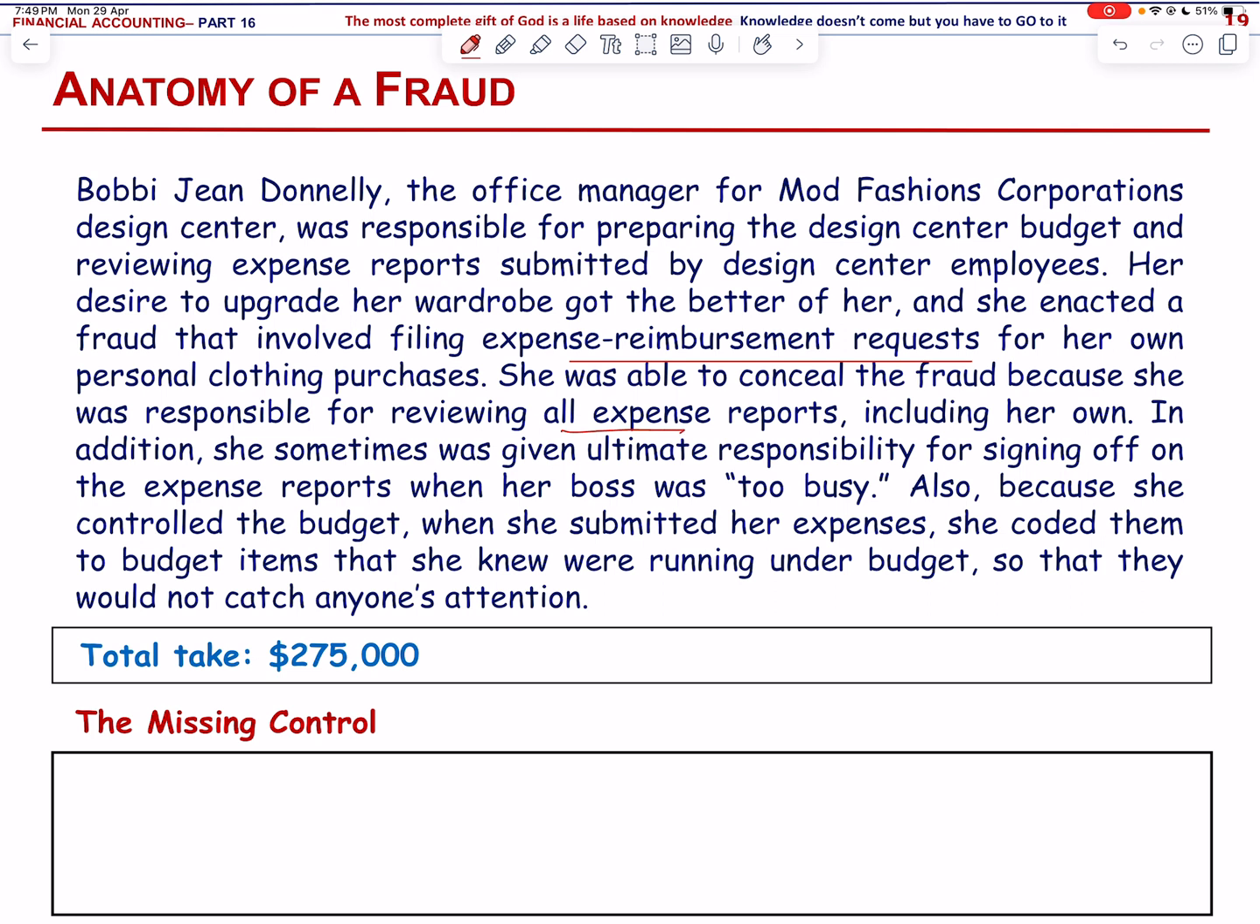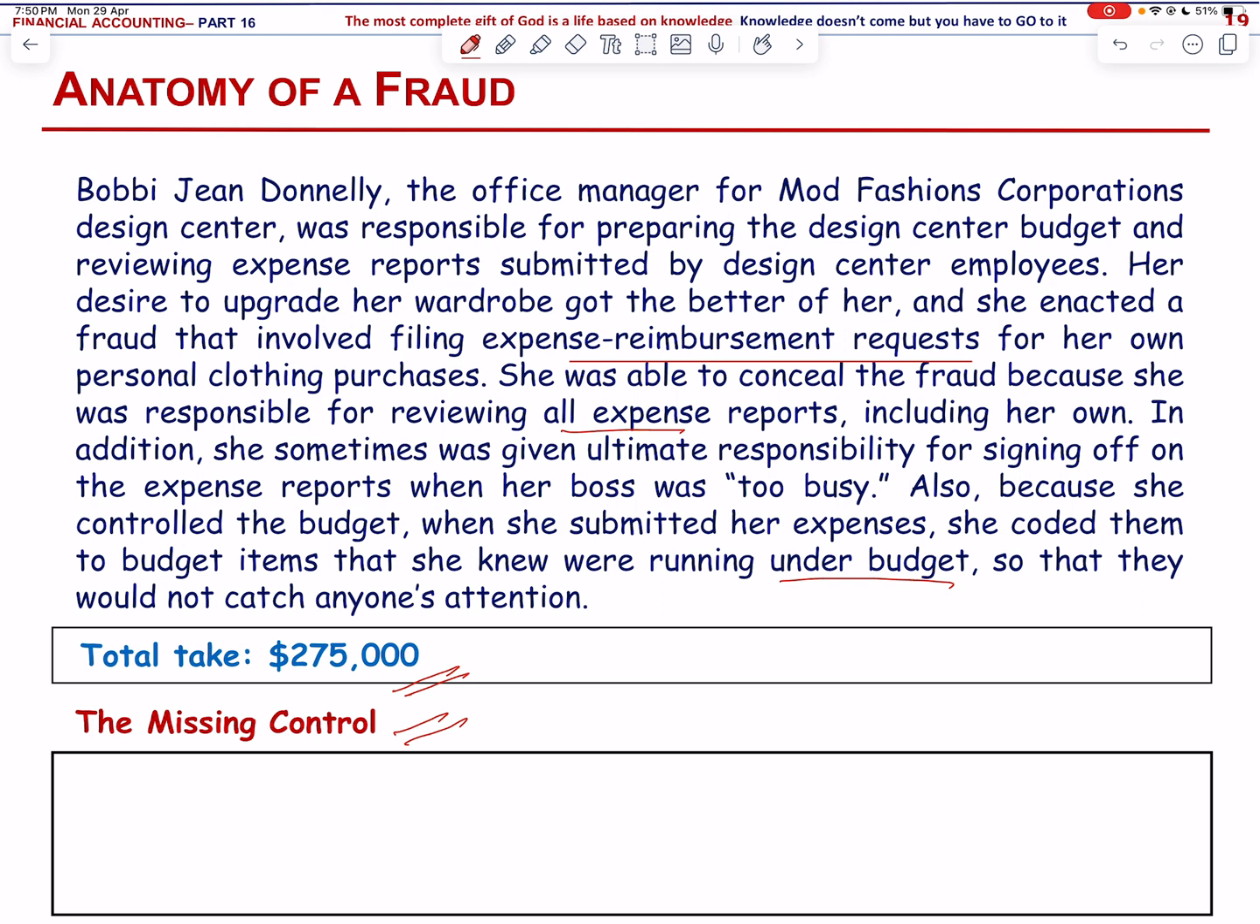In addition, she sometimes was given ultimate responsibility for signing off on the expense reports when her boss was too busy. Also, because she controlled the budget, when she submitted her expenses, she coded them to items that she knew were running under budget so that they would not catch anyone's attention. The fraud in this case was 275,000. And the missing control is independent internal verification.